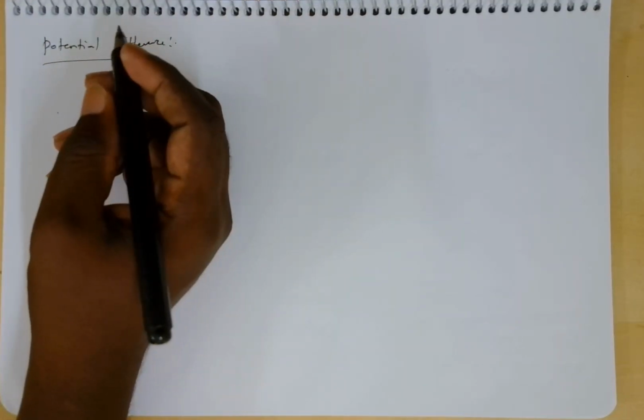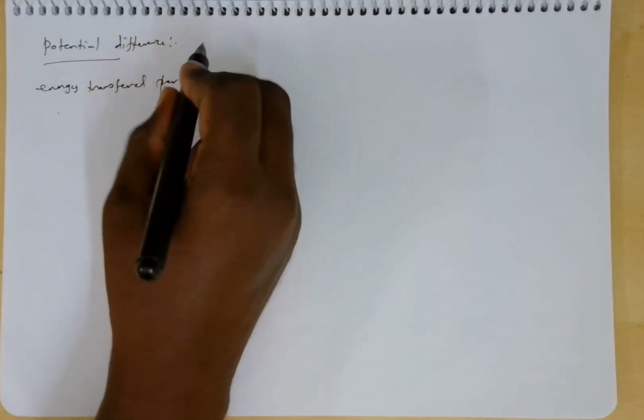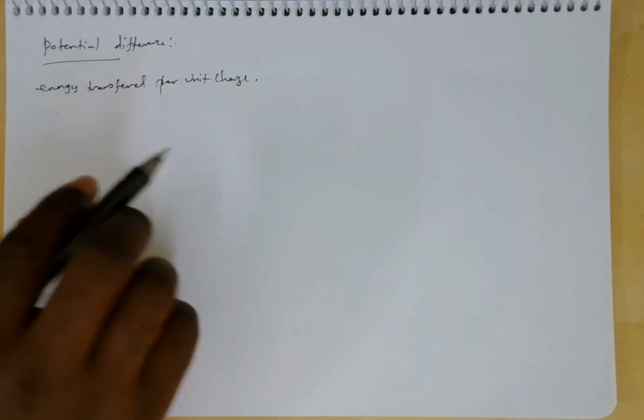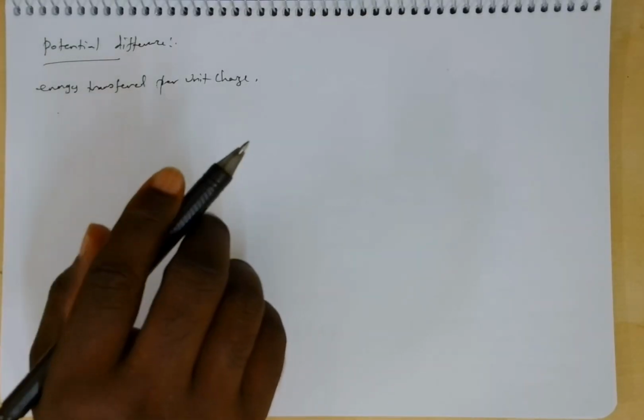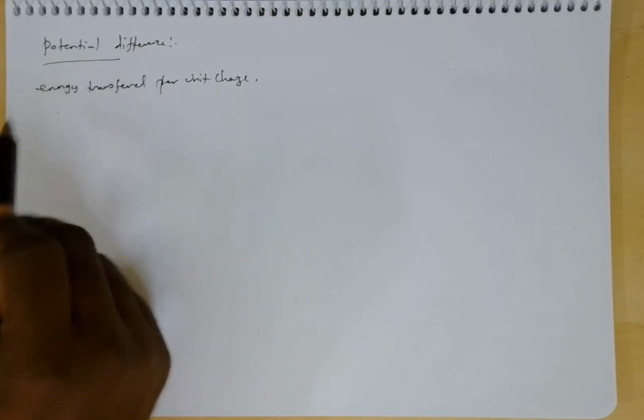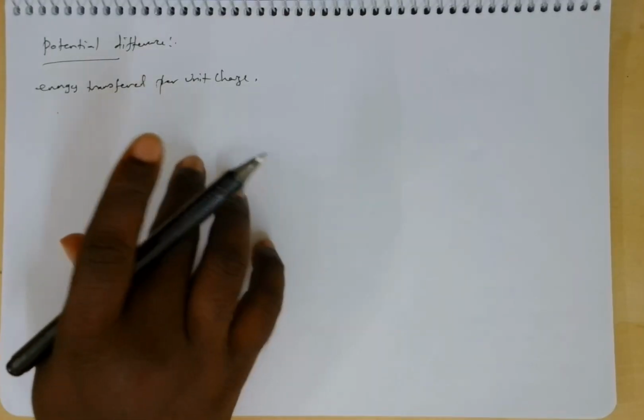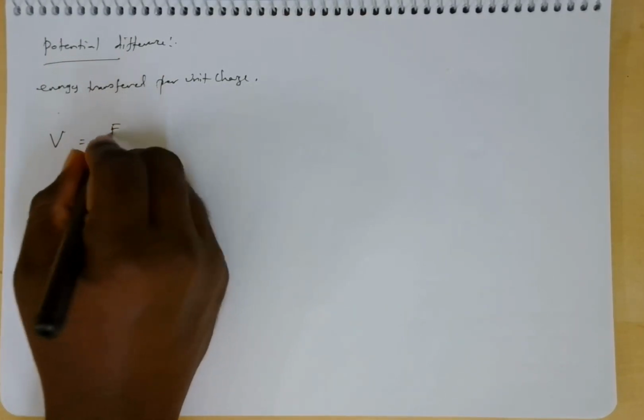Now we have to understand what potential difference is. The definition of potential difference is energy transferred per unit charge. All these words must be present in the paper, sir. If they ask across the component, then you add the words across the component. If instead of across the component you use across the circuit, energy transferred per unit charge across the circuit, that's what we call EMF. So potential difference V is energy per charge.